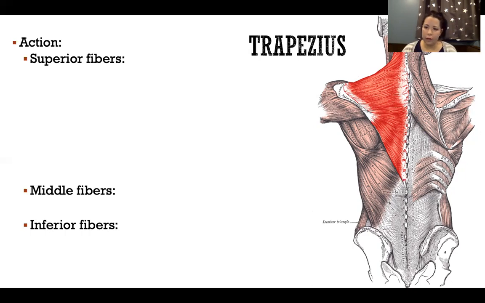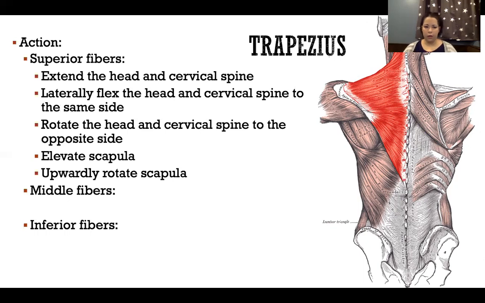So just like some of our other muscles, we can break it up into different sections of fibers that have totally different actions. So the superior fibers, the ones coming up from the neck and down over on top of the shoulder, they're going to extend the head and cervical spine. So if bilaterally they contract, it's going to extend the neck and cervical spine. If we contract them unilaterally, so only on one side, it'll pull the head and neck down towards the shoulder.